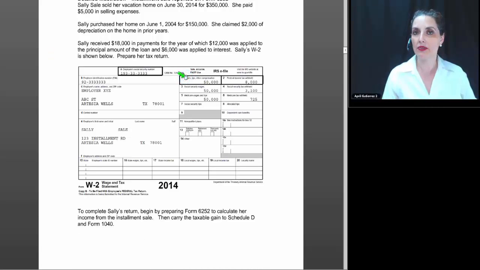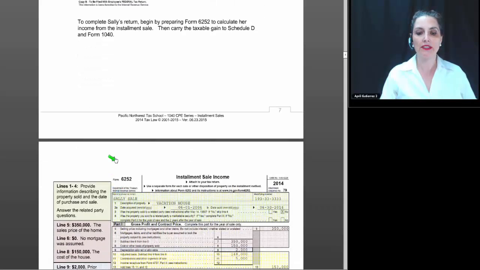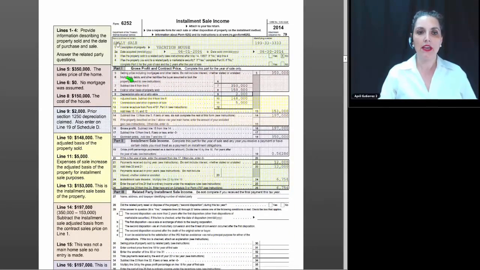And we're throwing in a W-2 here because we need to show how the capital gain worksheet is going to figure the amount of tax she owes on the gain from this sale. And we've thrown in quite a bit, $8,000 of withholding for her. So to complete Sally's return, we're going to begin by completing Form 6252. We move over to the next page, page 8 of the manual, and on page 8 we've entered the required information. The name of the filer is Sally Sale.